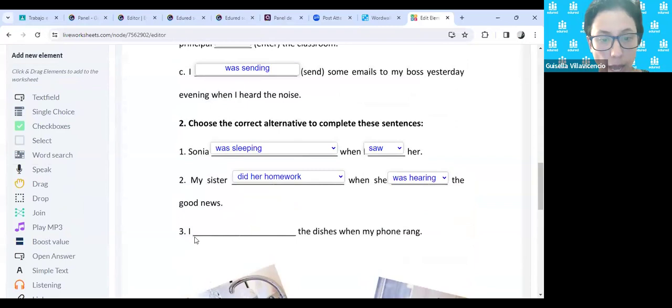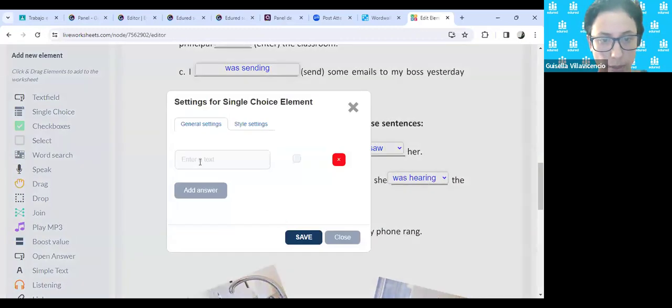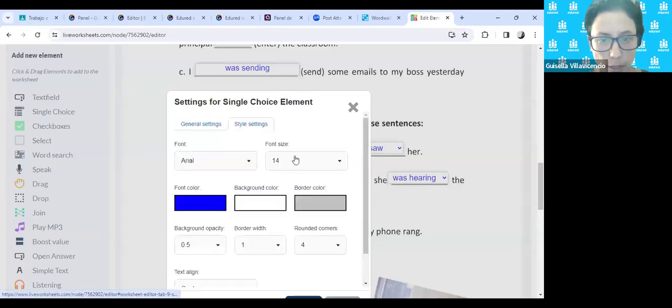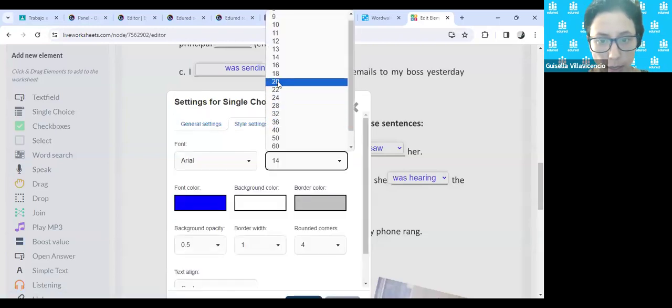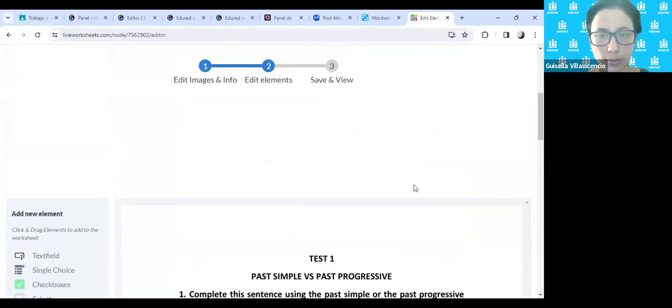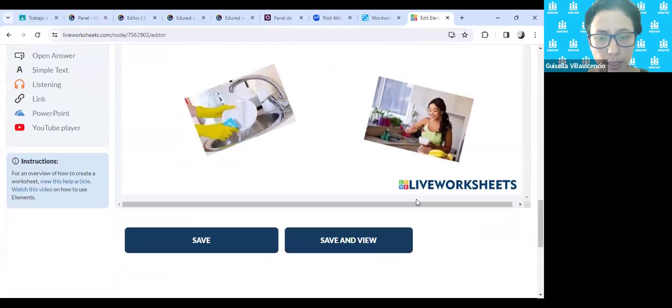Y acá: I the dishes when my phone rang. Ahora vamos a poner el último. Igual, lapicito verde. Did o was doing. ¿Cuál es la respuesta correcta? Was doing. Quiero que sea una letra de 20, más grande, y listo. Save. Listo, completé mi test. Es chiquito nada más.